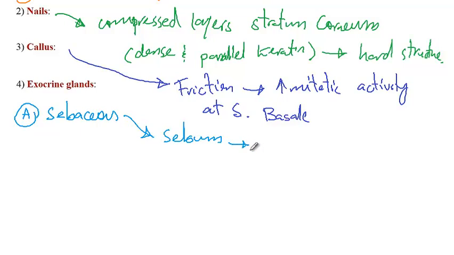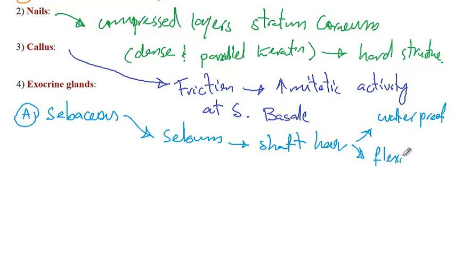So sebum is being secreted at the shaft of the hair to make it, one, waterproof, and two, give the hair some flexibility and prevent it from being brittle.